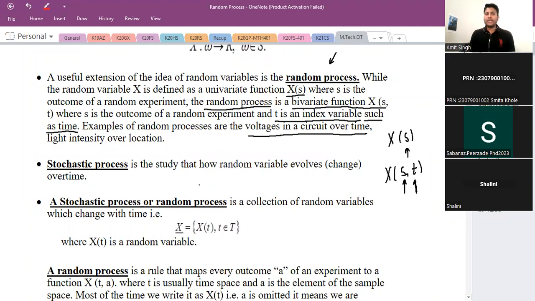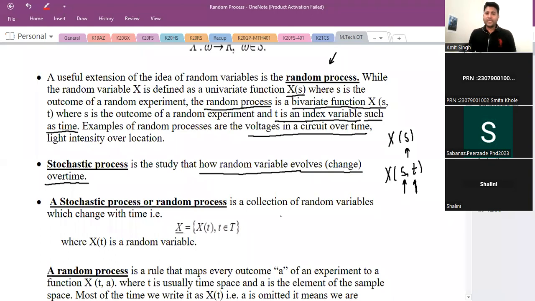Some authors also define it as the study of how a random variable evolves over time. As time changes, how the value of the random variable changes, that process or that representation we call a random process.